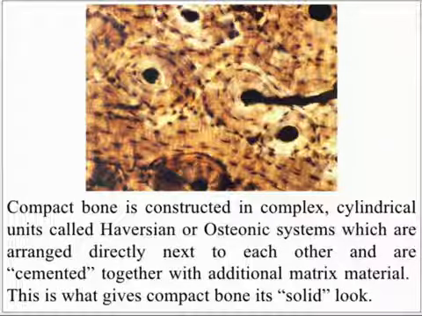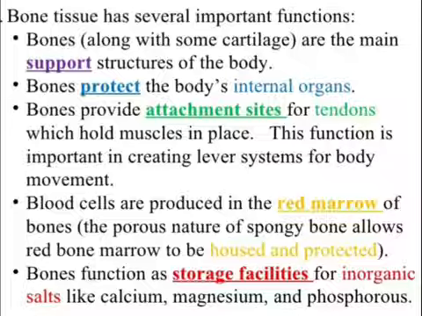Structure of Haversian system. Functions of the bones. So bones help to support and protect the internal organs, and provide attachment sites for tendons and ligaments. Blood cells are produced in the red marrow of the bones, and a storage facility it also provides. So what I taught, once again I am giving you, students.